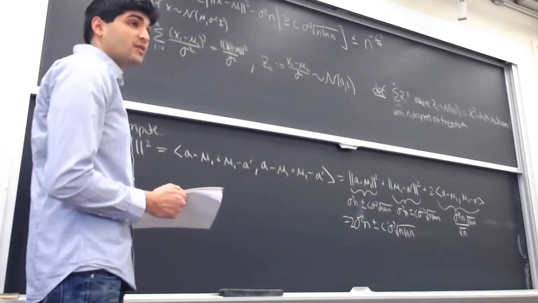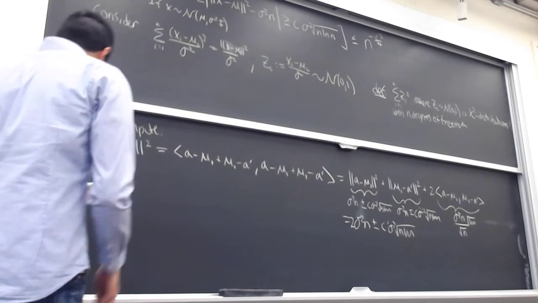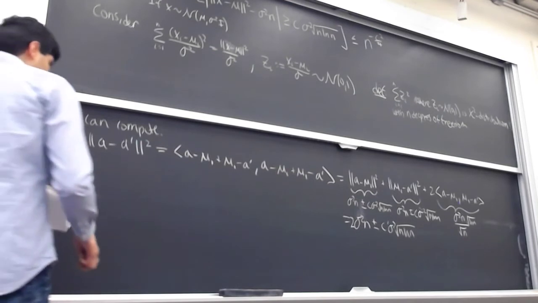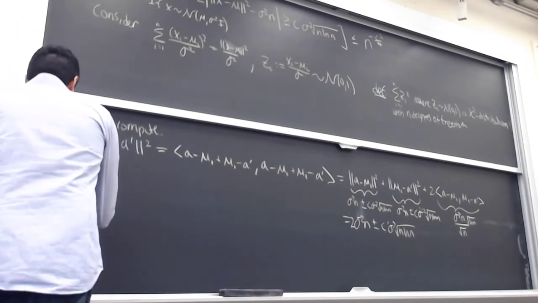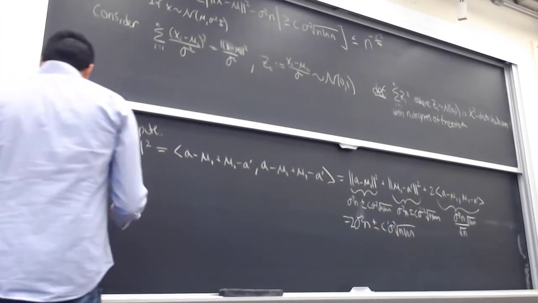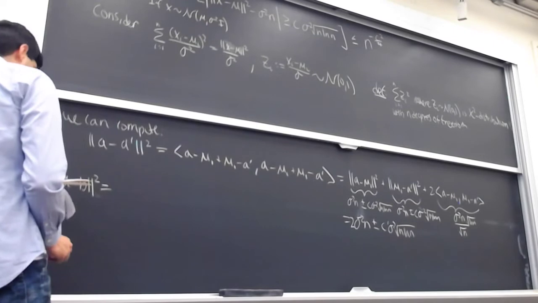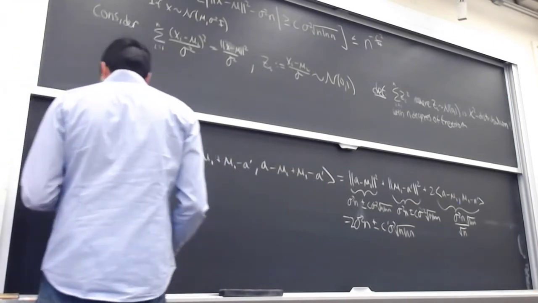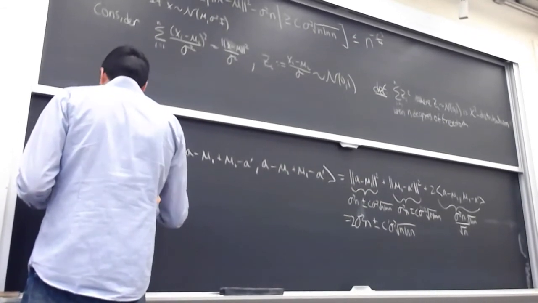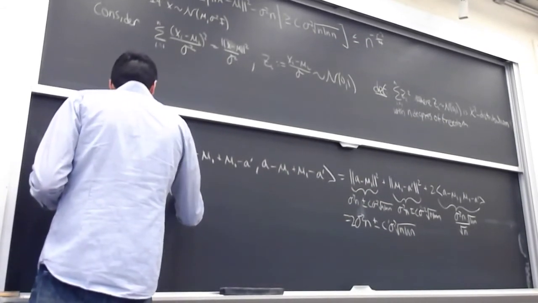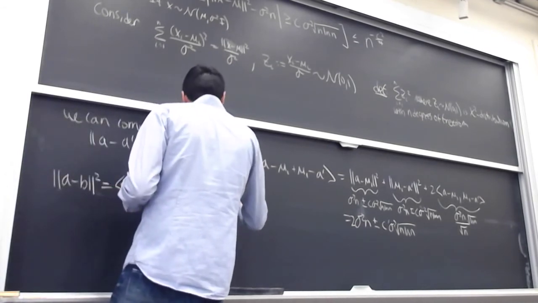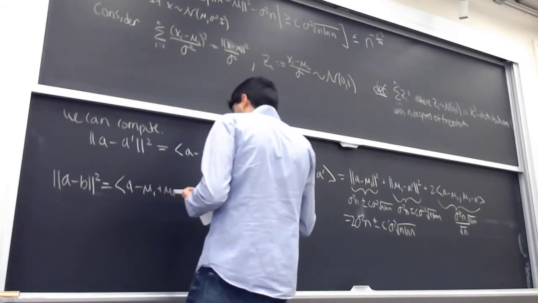So this is the pairwise distance between a and a prime, which came from the same component. Now let's try things which come from different components. So let's just look at a minus b squared. I claim that this quantity, the same way I could explicitly write it out this way. In fact, let me just do that, it'll be easier: a minus mu1 plus mu1 minus mu2 plus mu2 minus b. And then I have to write the same thing again.